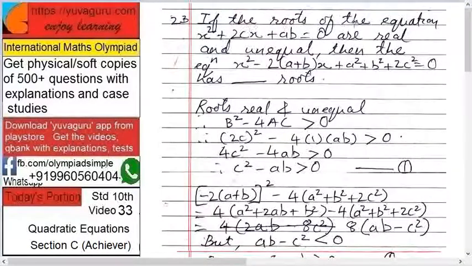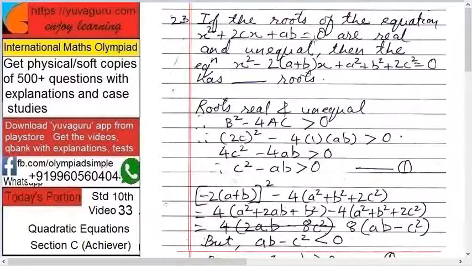Next, if the roots of an equation x square plus 2cx plus ab equals to 0 are real and unequal, then the equation x square minus 2 into (a plus b) into x plus a square plus b square plus 2c square equals to 0 has dash roots, means real or imaginary.